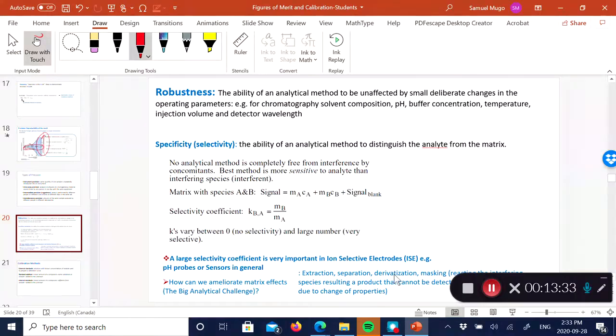Other methods like derivatization can be used, where you take your analyte and react it with a reagent, and then the product becomes very easily detectable. You can also do what they call masking, where you take your matrix species and react them with a reagent, and now the product is such that it cannot be detected by the instrumentation, and that way you've masked the matrices from the analyte.